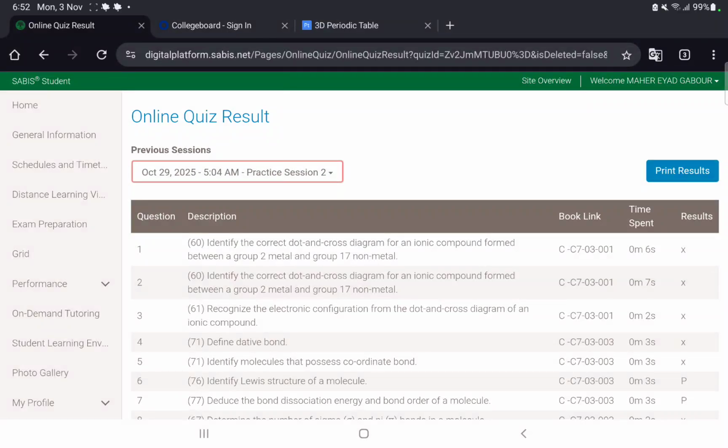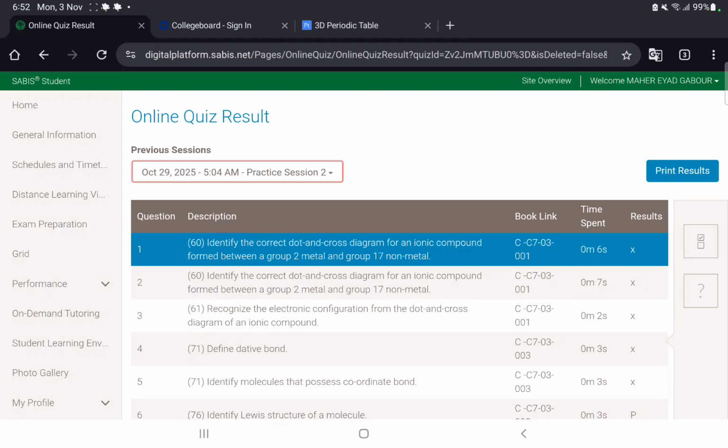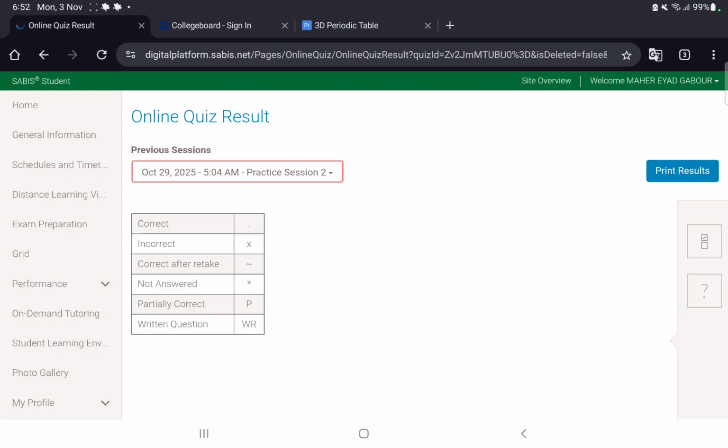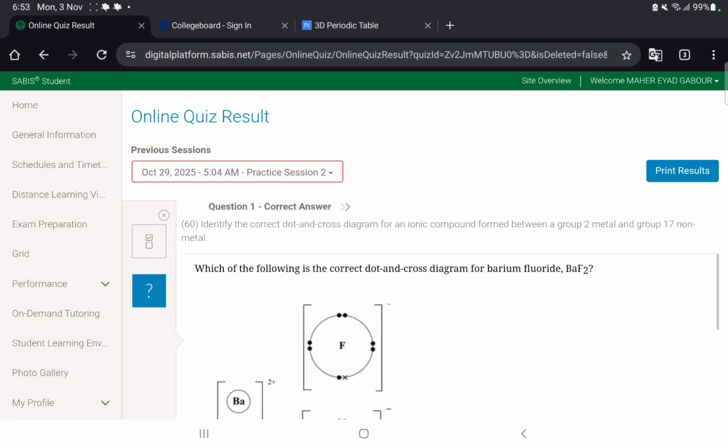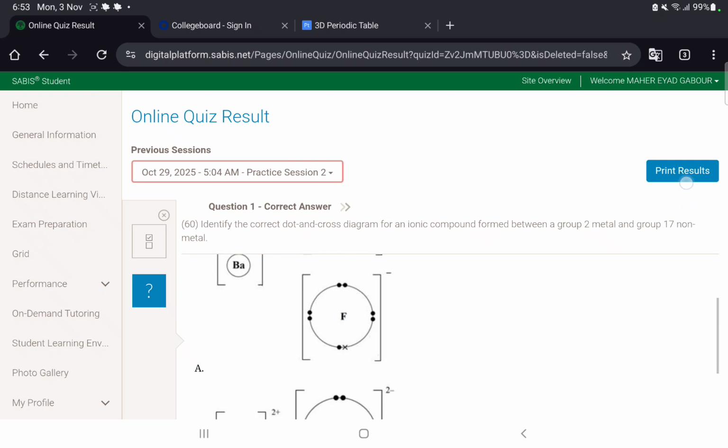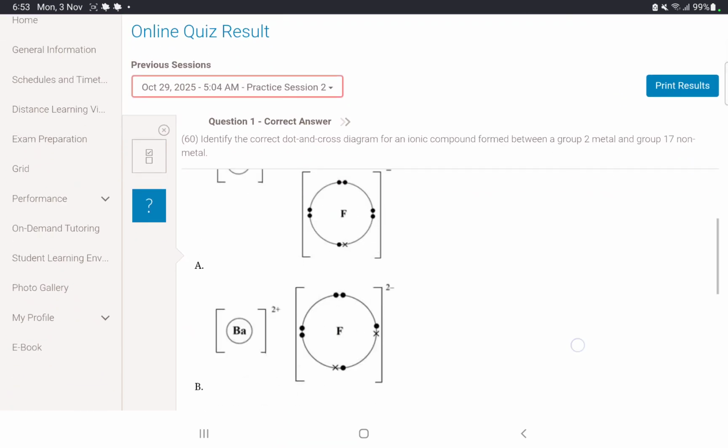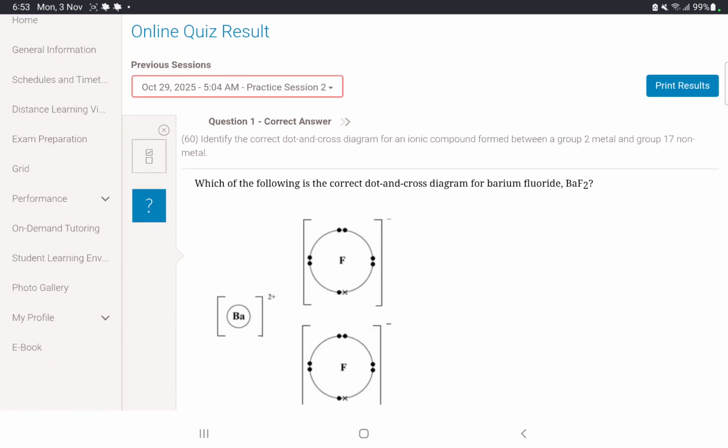This is the chemistry periodic for week 10, and I'm going to be explaining it today. So let me start. This is the course practice, chapter 3. There is one question that has a mistake in it, I'll tell you which one. And let's go. So first, which of the following is the correct dot and cross diagram for barium fluoride?